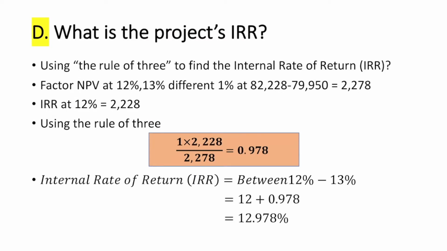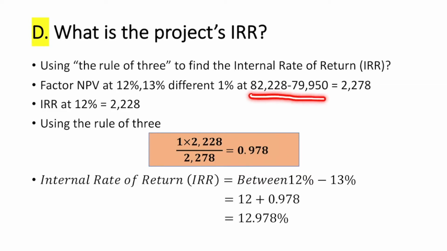That means the IRR will be between 12% and 13%. So we have to use the rule of 3 to find the specific IRR, by one that comes from the digit. The difference between 12% and 13% times $2,228, which is the NPV that comes from the result of IRR at 12%, then divided by 2,278, which is the difference in present value of future cash flow between 12% and 13%.